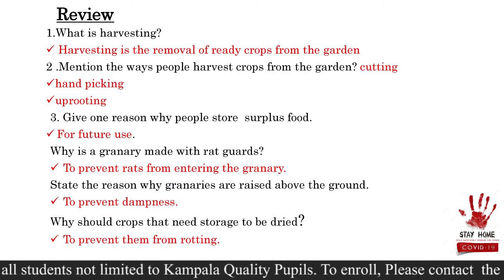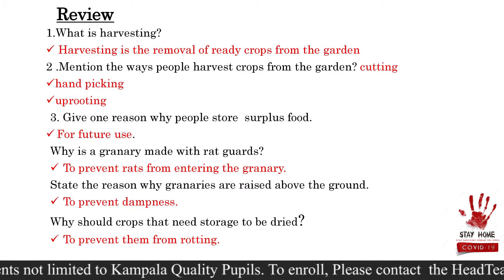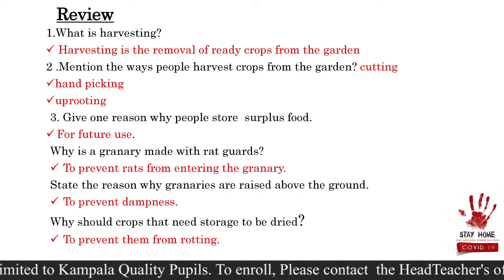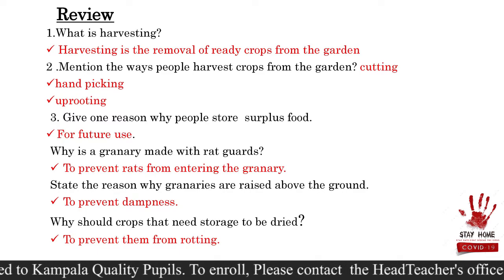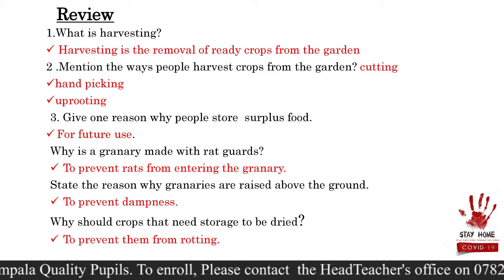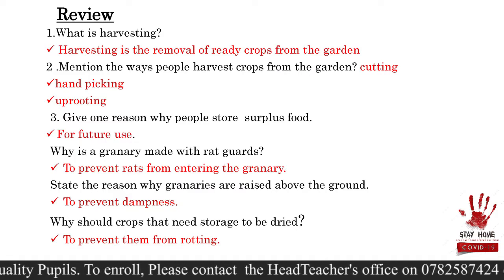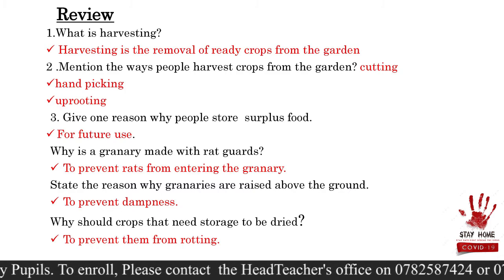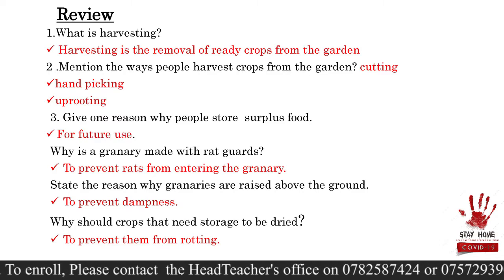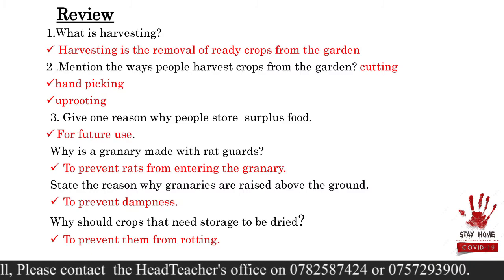Another one, why is a granary made with rat guards? A granary is made with rat guards to prevent rats from entering the granary. Then we have, state the reason why granaries are raised above the ground. Why are granaries raised above the ground? You don't put them on the ground, but you raise it up a little bit. What's the answer? To prevent dampness or to prevent flowing water from entering it.